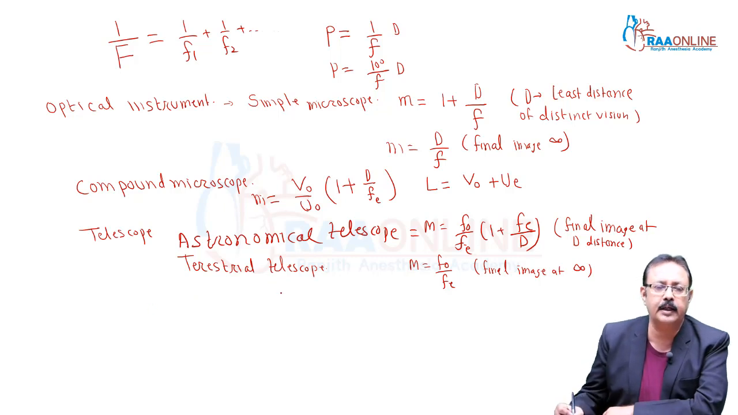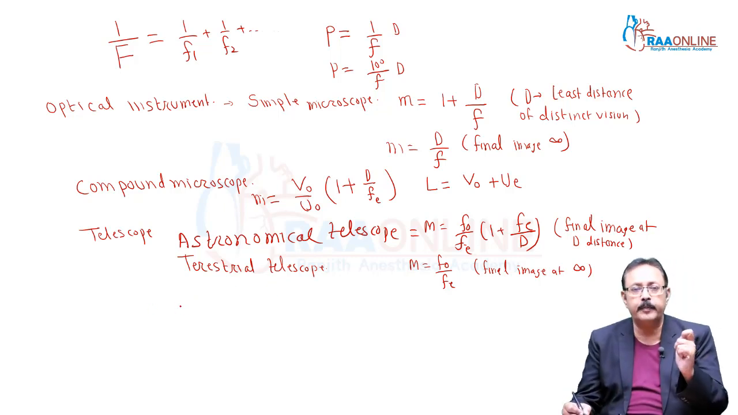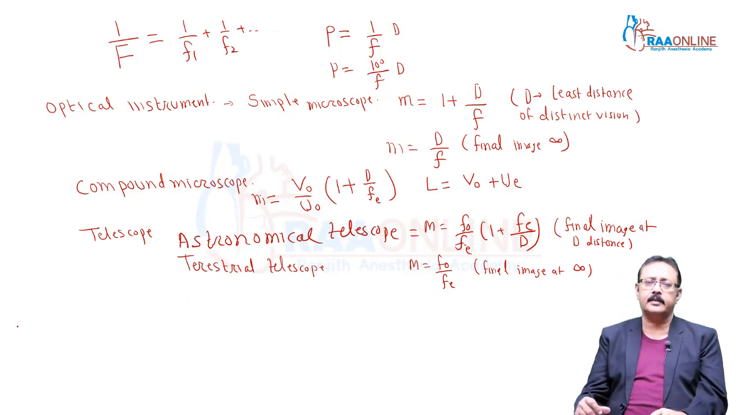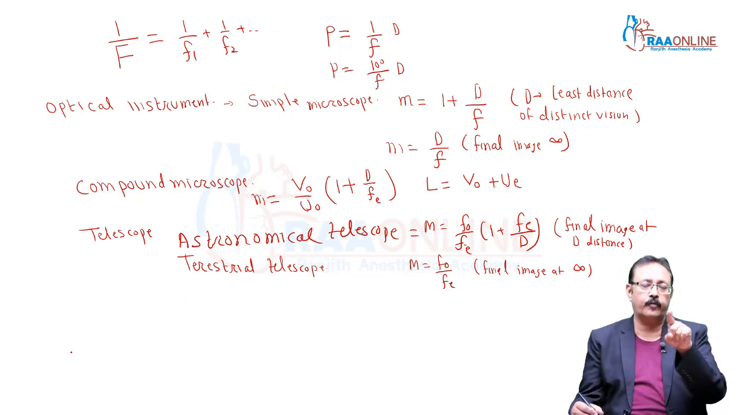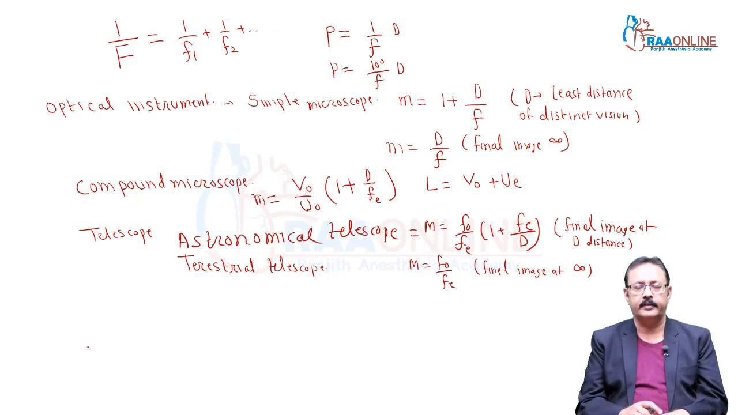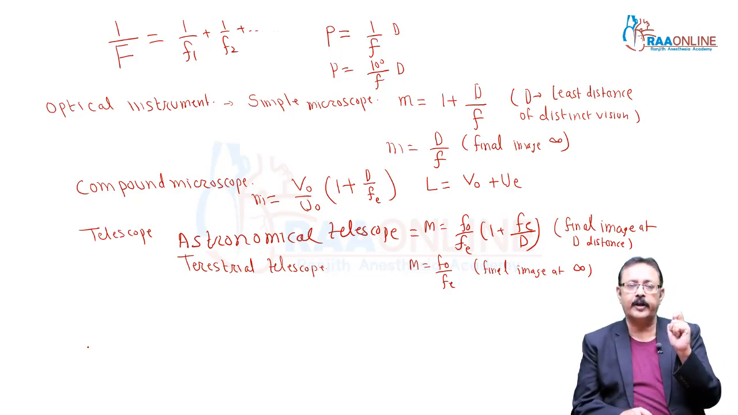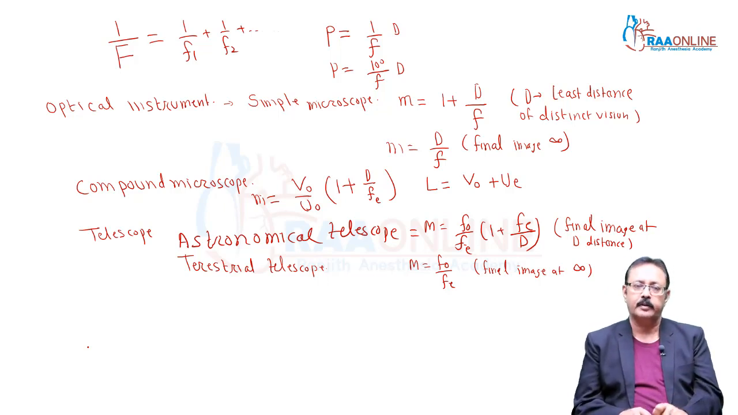In an astronomical telescope, the final image is inverted. Since planets and stars are of round shape, if the image is inverted, there is no problem. But for terrestrial objects, we need an erect image. So we use a third lens whose magnifying power is 1, meaning it does not change the magnifying power of the instrument, which will remain the same.